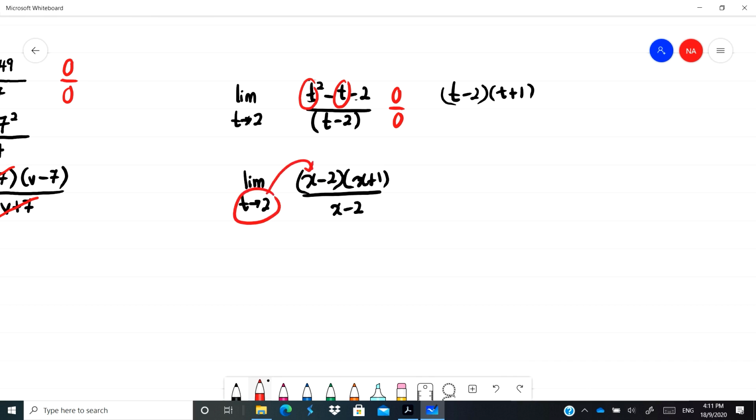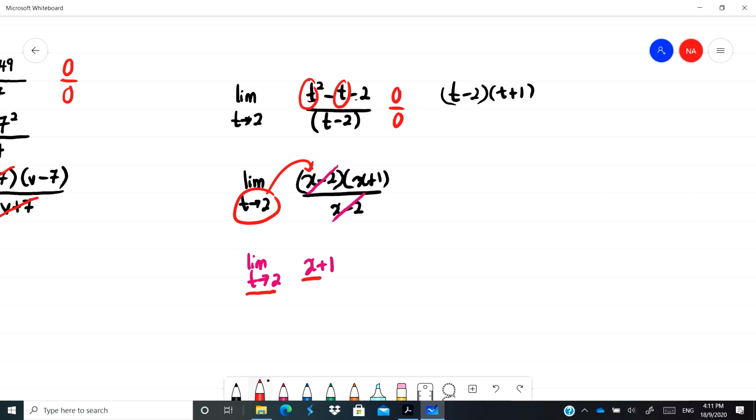This is what I mean, right? If you cancel x minus 2, you'll have limit as t approaching 2 of x plus 1. Then students get stuck here. Why? Because this is t, this is x. They cannot substitute the value of x with t, which is 2, right?